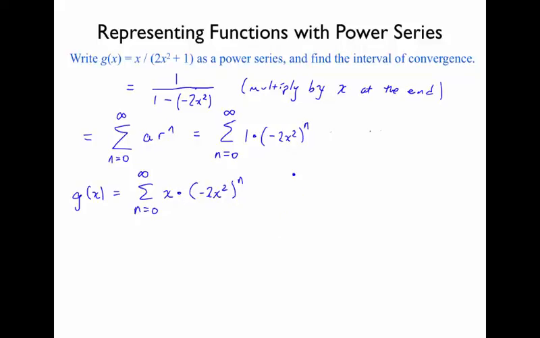Okay, so then we have to figure out when this thing converges. So we want to pull this apart so it looks a little more, group all our x's together, and then we'll have negative 2 to the n, and then we'll have x to the what? I have an x, and then I have an x squared to the n. So when I combine all these x's, I have an x and x squared to the n. So it's going to be x to the 2n plus 1.